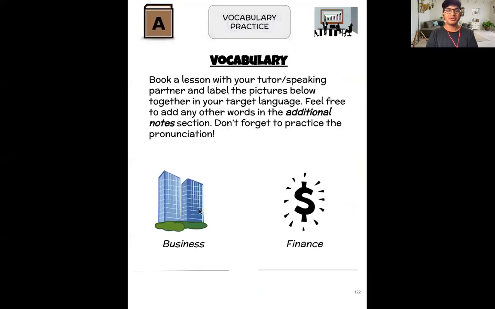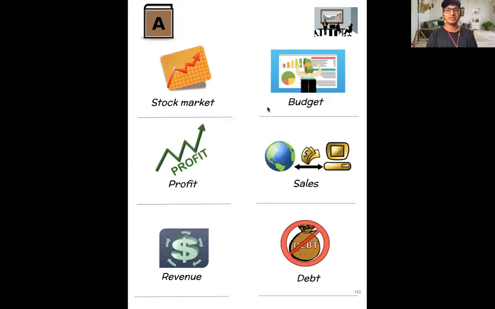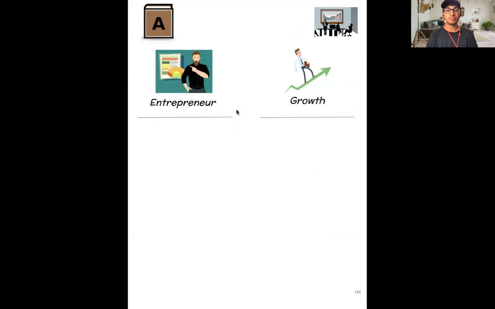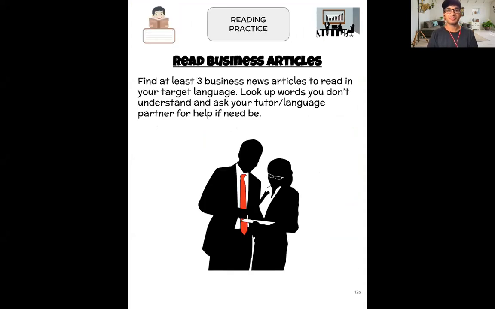So here's our vocabulary. We have business, finance, stock market, budget, profit, sales, revenue, debt, entrepreneur, and growth. As always, when you're going through these different activities, you're going to come across a lot more words you don't know. So make sure you write them down as you go and review them every couple of months.